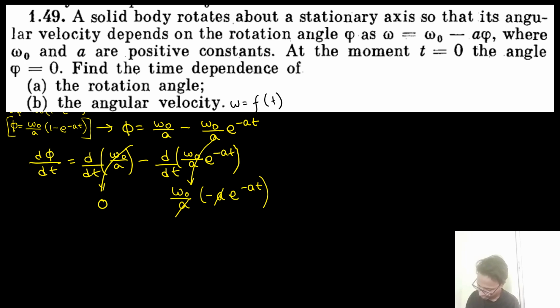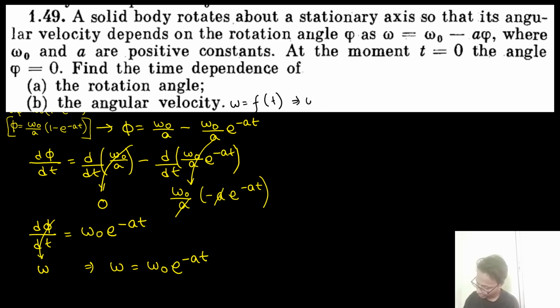So out here d phi by dt is equal to plus omega naught e to the power minus at. Okay, this minus and this minus became positive, this a and this a got cancelled. And d phi by dt is nothing but omega. Our angular velocity is equal to omega naught e to the power minus a into t.